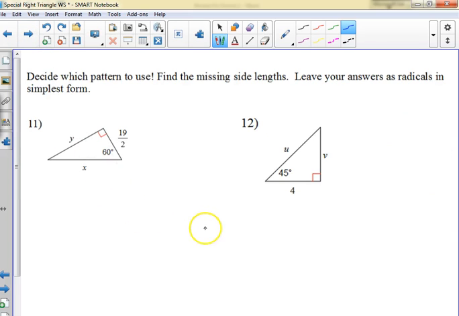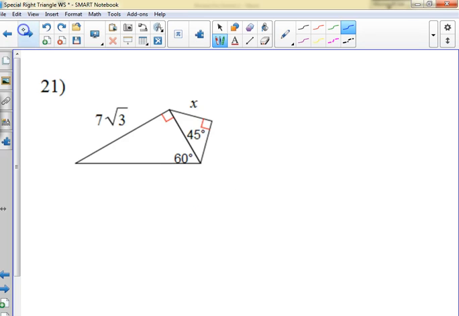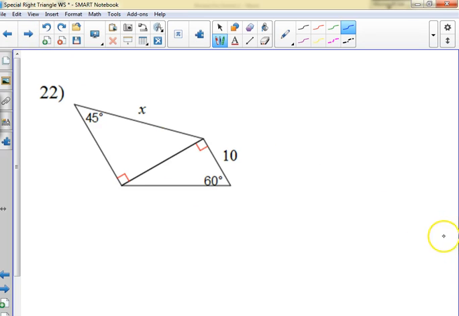All right. These are all mixed up on here. You good with the rest of this? You want me to do one? Pick one. 22. Okay. On 22, what do we know right now? Okay, there's a 45, 45, 90, and there's a 30, 60, 90.